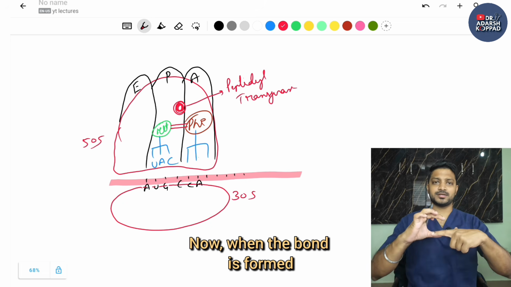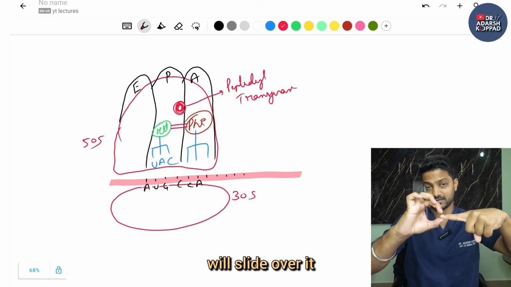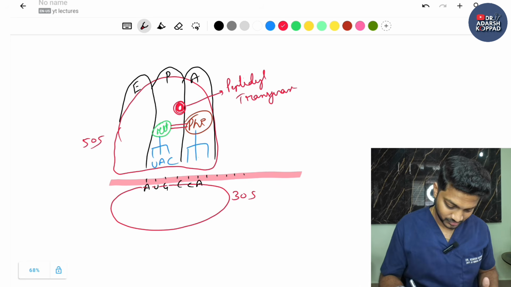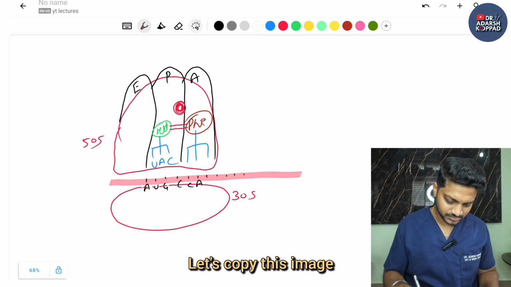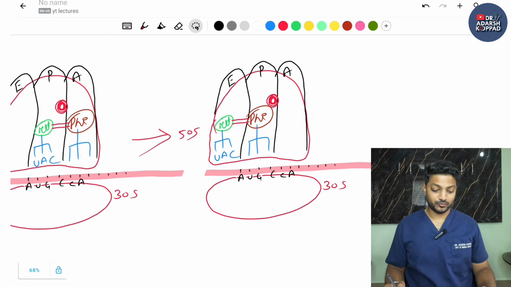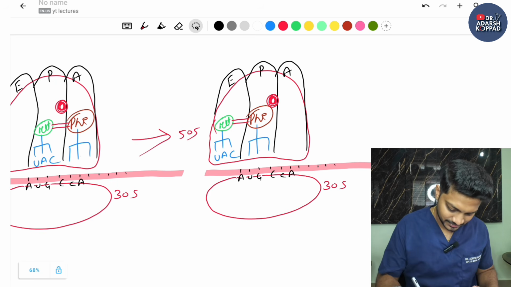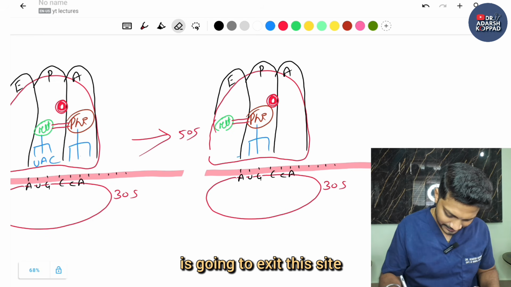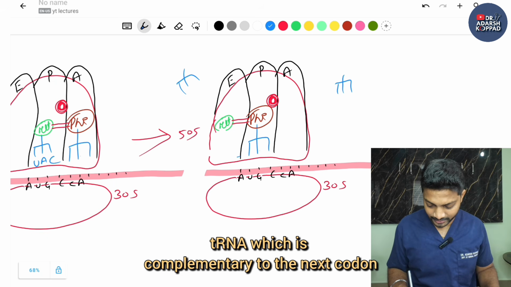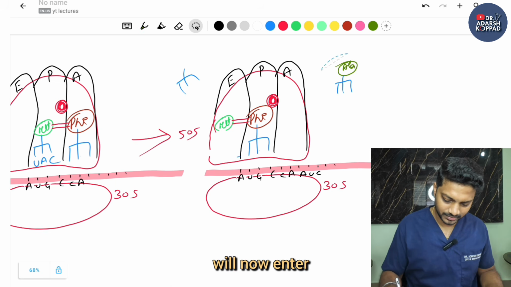Now when the bond is formed, suppose this is the mRNA, the ribosomal RNA will slide over it. So what happens? The tRNA which is in the P site will now enter the E site. Let me show you how it happens. Let's copy this image. So the next step is gonna look like this. Whatever tRNA was in the P site now has an E site, that is exit. So the tRNA now is going to exit this site, and another which is complementary to the next codon, let's suppose that this is carrying alanine, will now enter the A site.